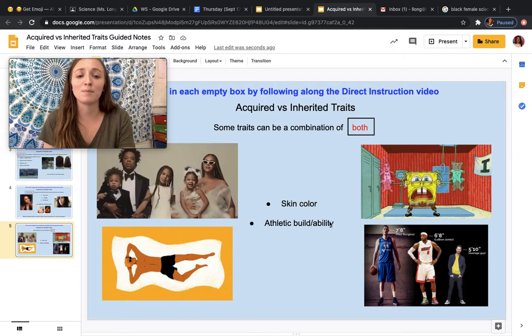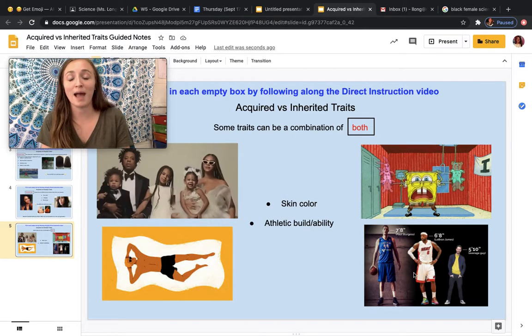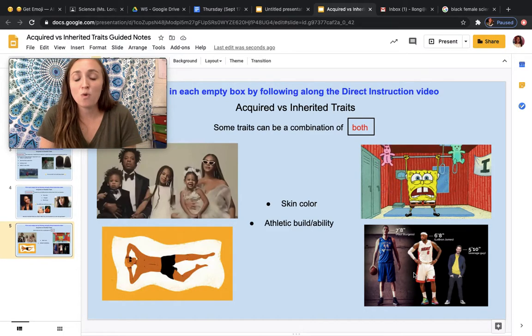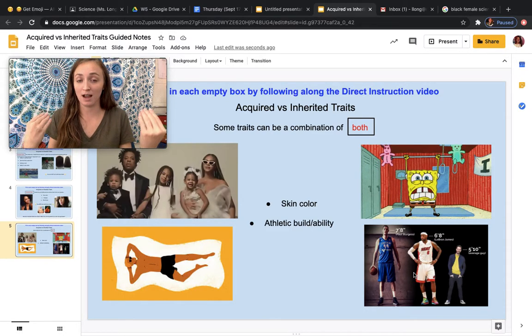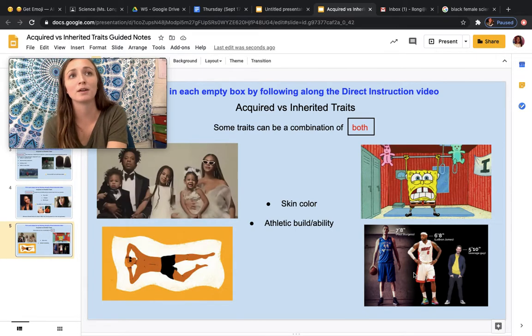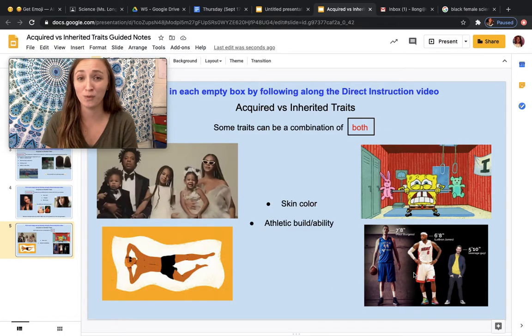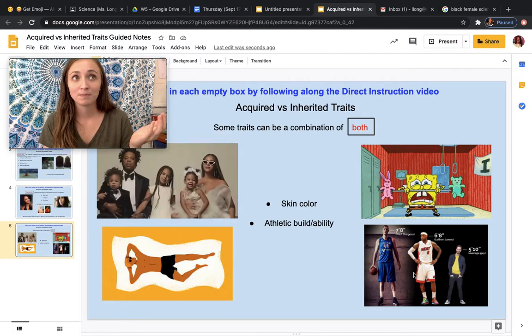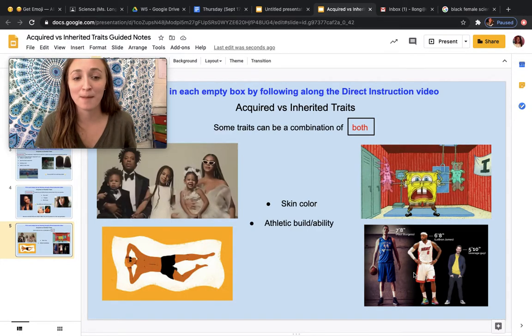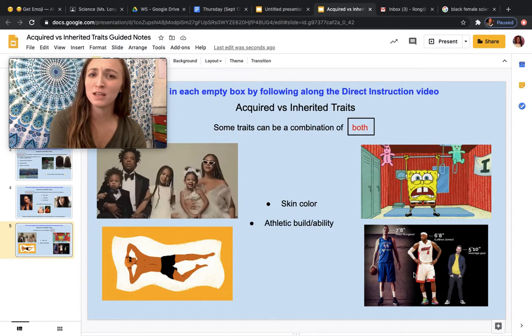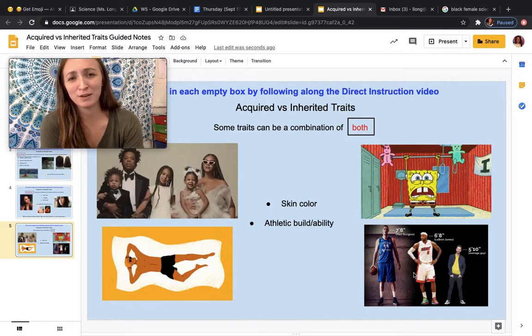Same thing with athletic build or ability. This kind of ties back to what we were talking about with LeBron. You are naturally going to grow to be a certain height because of your parents. If you had two parents that were 6'5", you're probably going to be a tall person once you're fully grown. If you had two parents who were like 5'1", you're probably not going to grow up to be 6'5". I hate to break it to you. But if you don't ever work out, if you don't eat healthily, it doesn't matter if you're 6'5", you're probably not going to be that athletic.